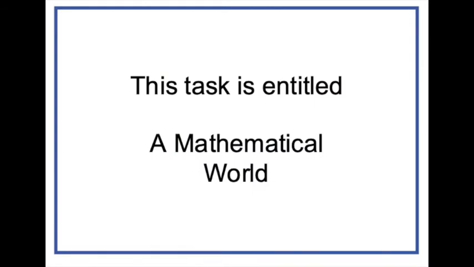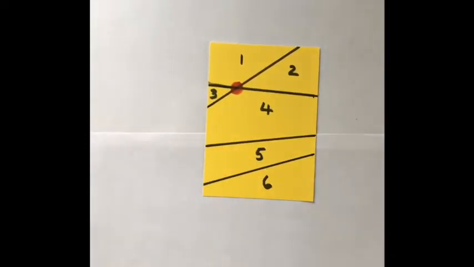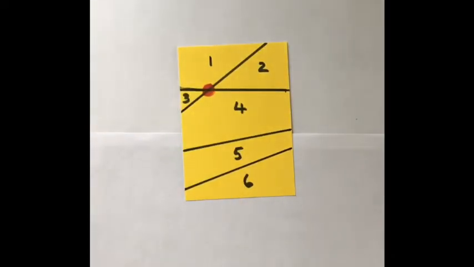This is a mathematical world which is represented by a yellow piece of paper with some lines drawn on it. Here's an example. So I've drawn four lines and altogether I have six spaces. There's also a red crossing point where two lines have crossed each other over. So this picture represents four lines, six spaces, and one crossing point.